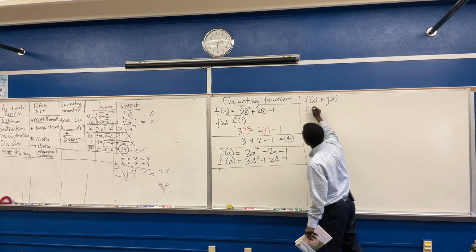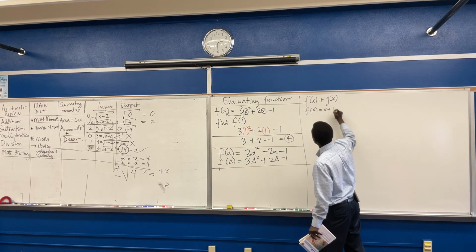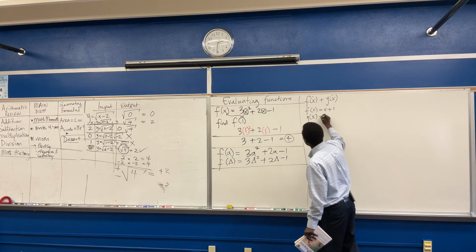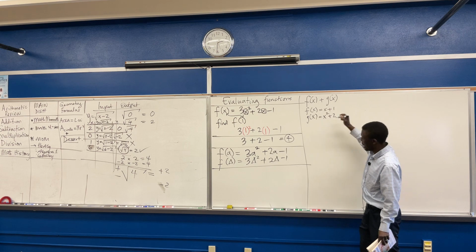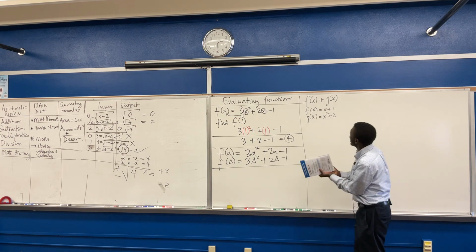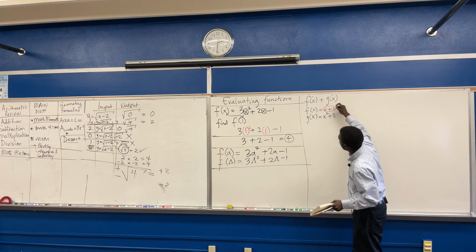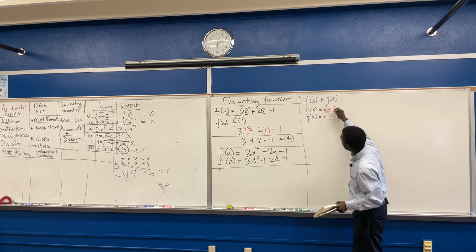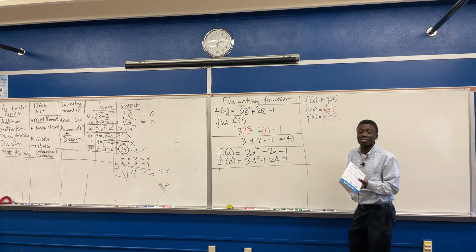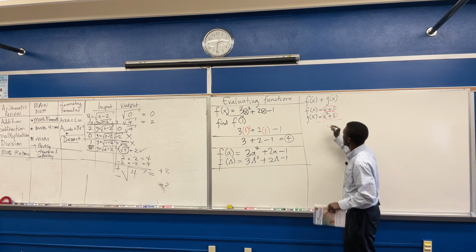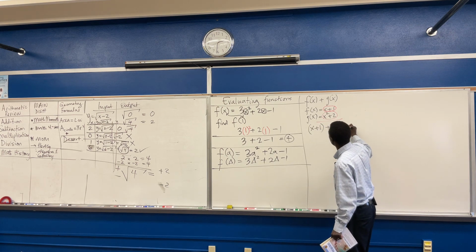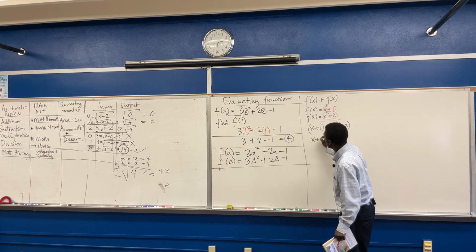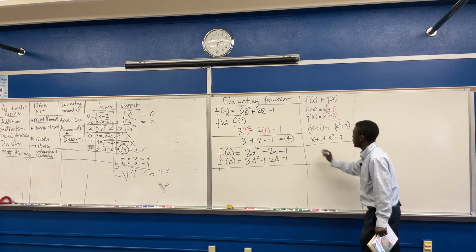If f of x plus g of x, let's say f of x is x plus 1, g of x is x squared plus 2. If somebody asks you what is f of x plus g of x, what they're saying is take everything that is called f of x and take everything that is called g of x and add them together. That's what they're saying. So in this case, it would be x plus 1 plus x squared plus 2. So this is x plus 1 plus x squared plus 2, which brings us to this topic called like terms.